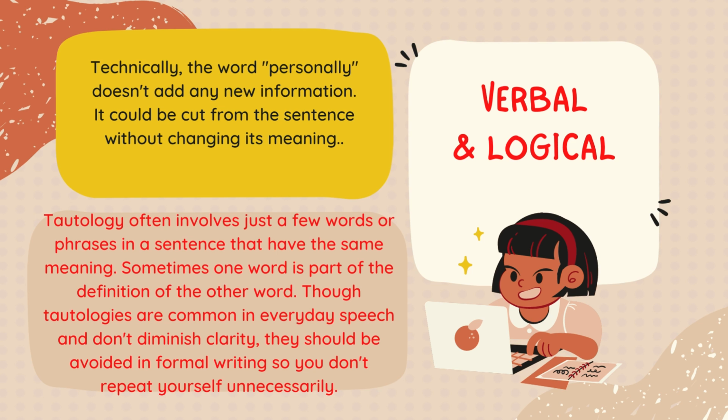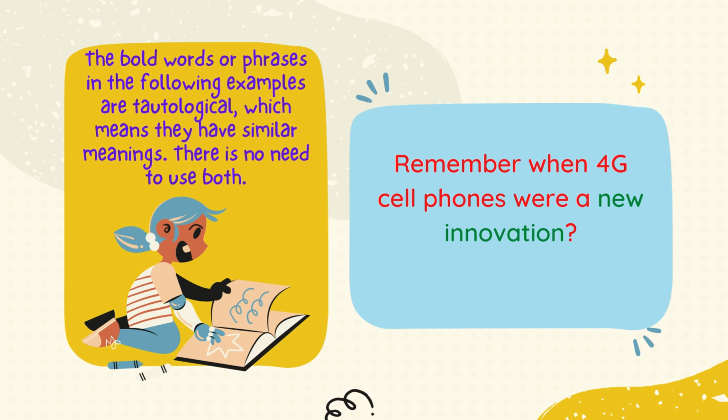Tautology often involves just a few words or phrases in a sentence that have the same meaning. Sometimes one word is part of the definition of the other word. Though tautologies are common in everyday speech and do not diminish clarity, they should be avoided in formal writing so you don't repeat yourself unnecessarily. Let's try to have some examples. The bold words or phrases in the following examples are tautological, which means they have similar meanings. There is no need to use both.